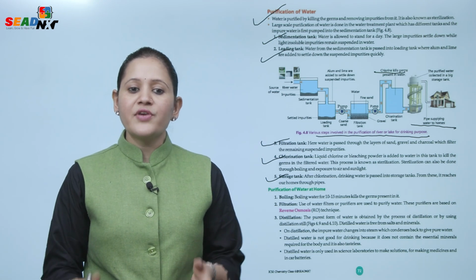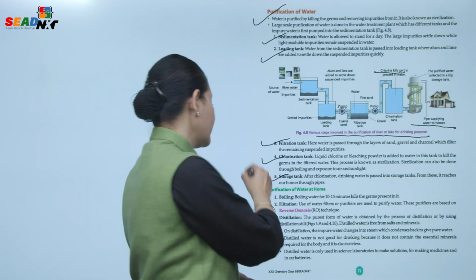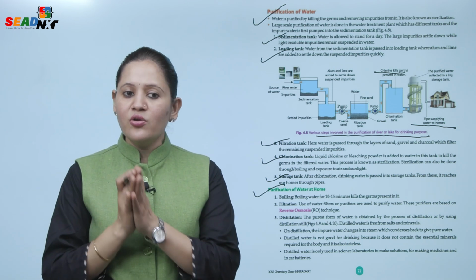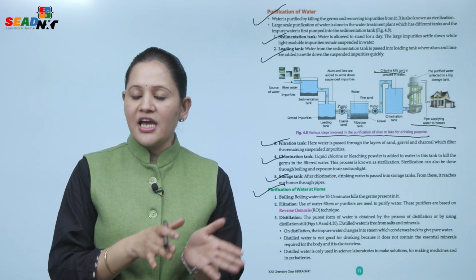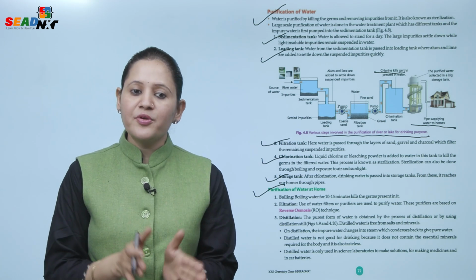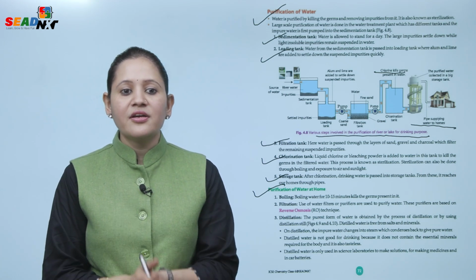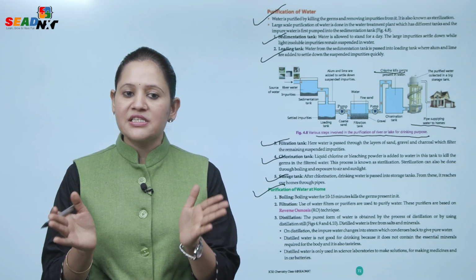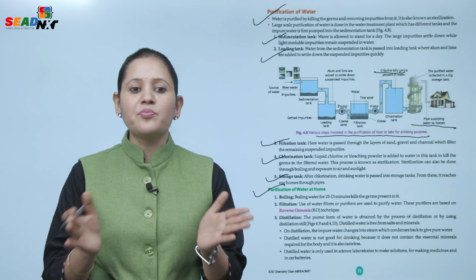Next is purification of water at home. Earlier we have studied how the purification of lake and river water is done. Now we will see how the purification at home is done. By boiling. Boiling water for 10 to 15 minutes kills the germs present in it. So, by boiling we can purify the water.